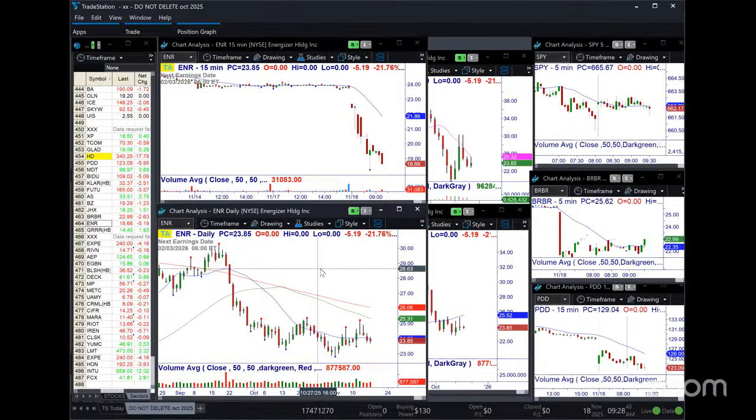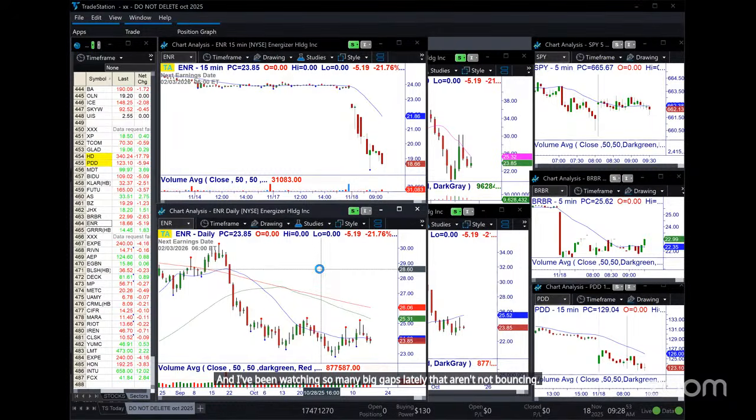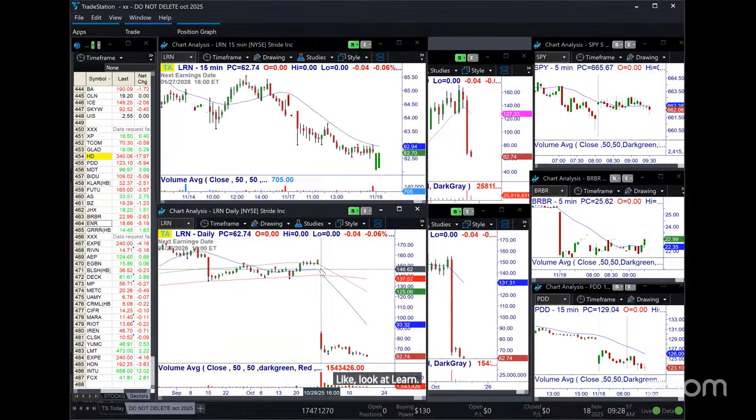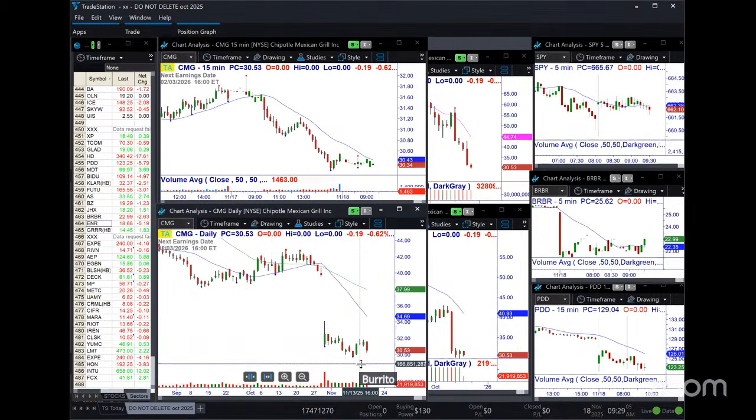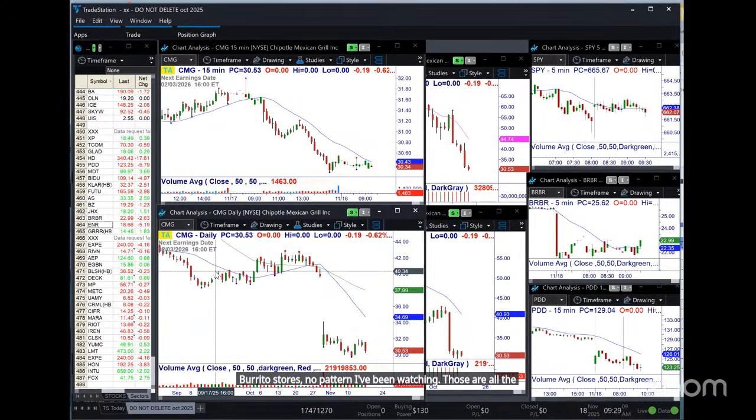And I've been watching so many big gaps lately that are not bouncing. Like, look at Learned. Look at this thing. Nasty gap on earnings. It just continues to grind lower. The burrito stores, no pattern I've been watching. Those are all the earnings. Let's see what miscellaneous stuff we got.